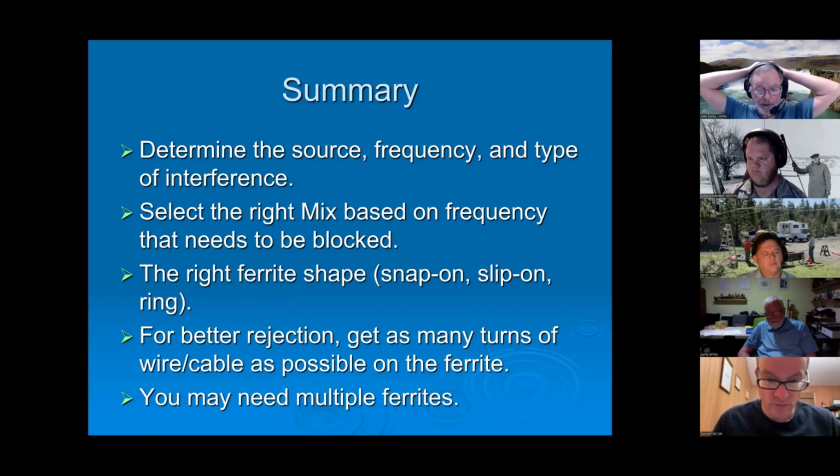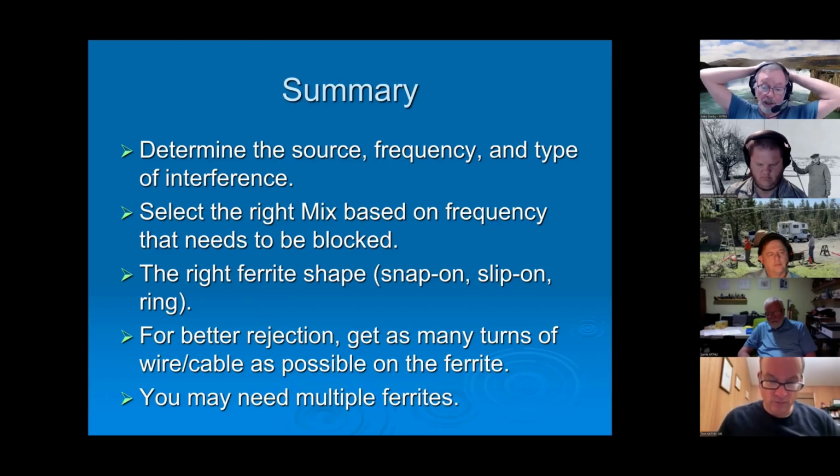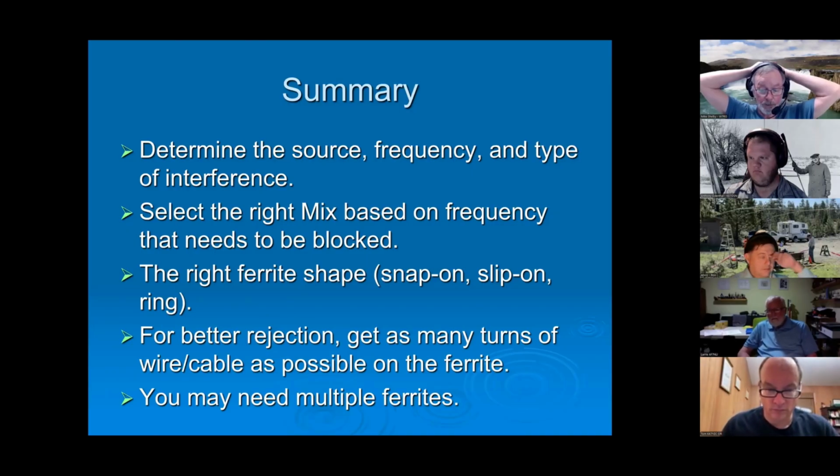For better rejection, get as many turns of wire or cable as possible on the ferrite. The more turns you can wrap around there, the better it's going to work. Also, when you get into bigger cables like power cables, if you have a 220 cable feeding your amp, that's not a small thing. You have to size up to some pretty good sized ferrites, and many times, because of all the power going through there, you end up needing multiple ferrites.